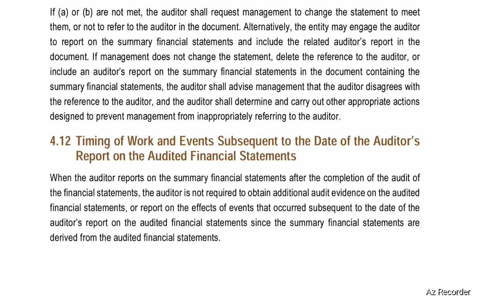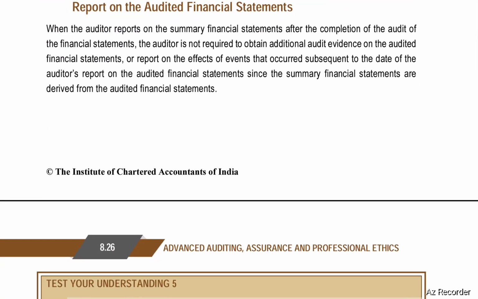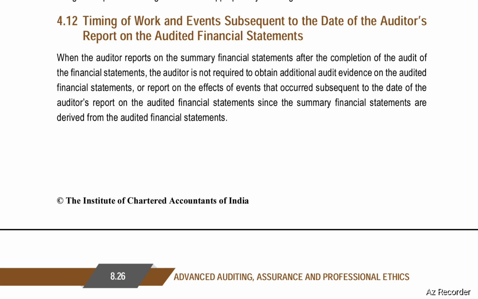Next, timing of work and events subsequent to the date of the auditor's report on the audited financial statements. When the auditor reports on the summary financial statements after the completion of the audit of the financial statements, the auditor is not required to obtain additional audit evidence on the audited financial statements or report on the effects of events that occurred subsequent to the date of the auditor's report on the audited financial statements, since the summary financial statements are derived from the audited financial statements.